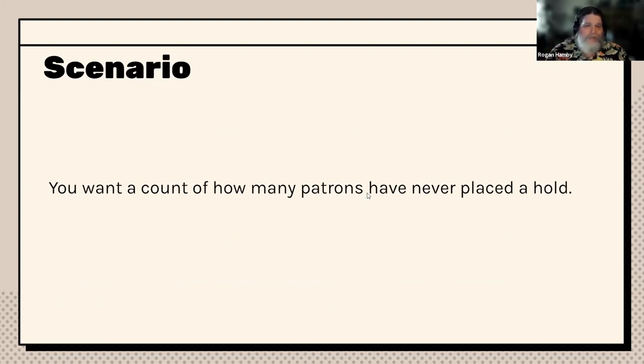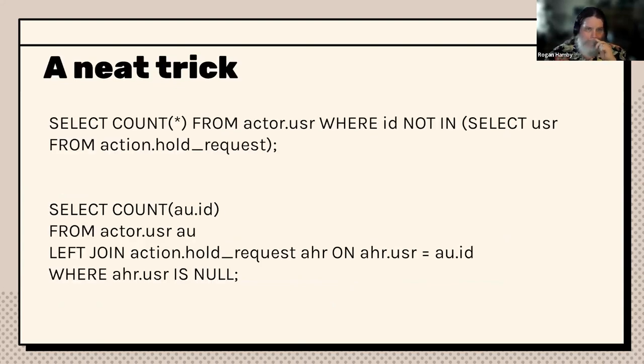Okay, so let's look at another sample query for a count of how many patrons have never placed a hold. Now, why am I showing you this one? I'm showing you this one because it's a neat little trick. Now, our first query at the top is kind of how it's traditionally done. I want to know who an actor used, how many patrons have never placed a hold. So select a count of them where their ID is not among the users of the action.hold request table.